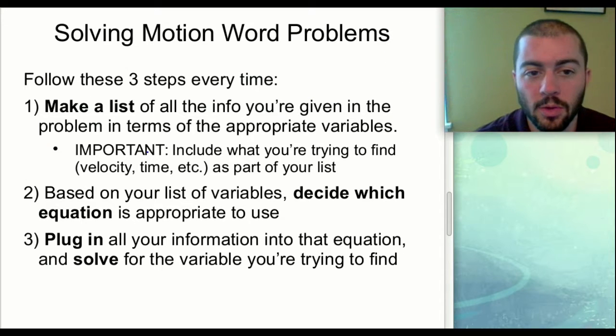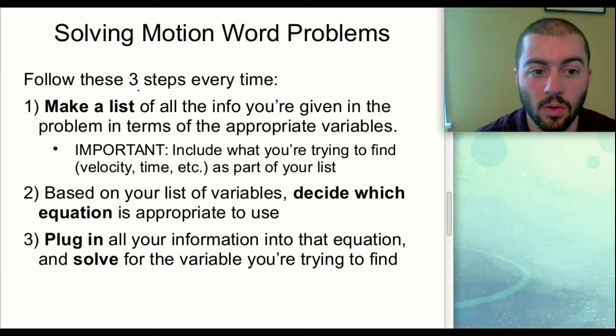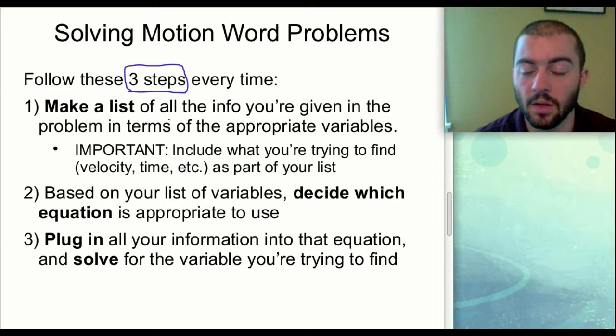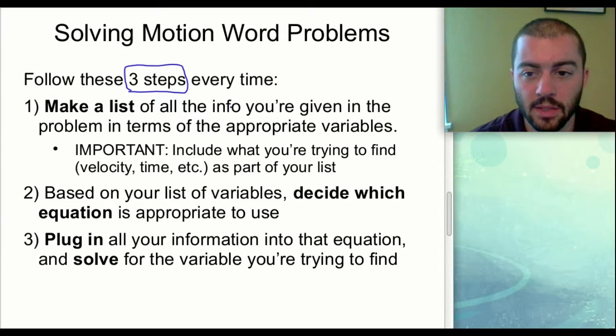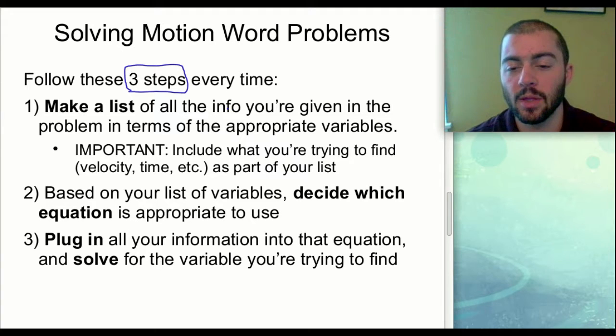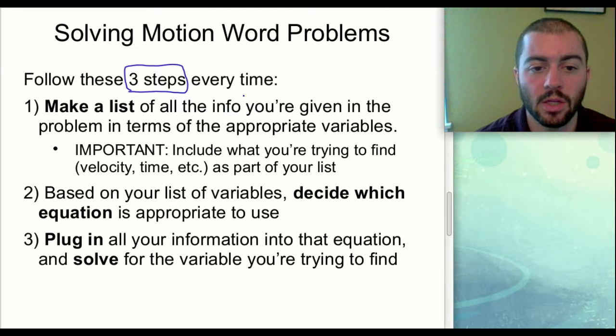All right, so when we're solving word problems involving motion, or really any word problems this whole year, we're going to use the same 3 steps every time. The first step is to make a list of all the information you're given in the word problem. So if you're given information about a car's initial velocity and maybe the distance that it traveled, we want to pull all of that information out of the problem and then make a list of it in terms of its variables.